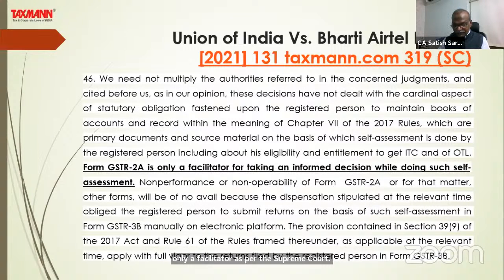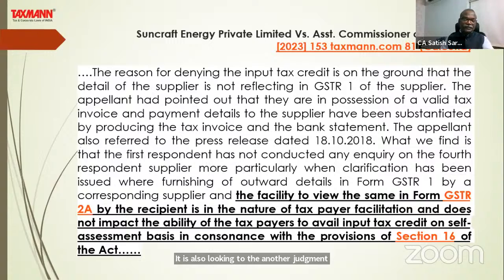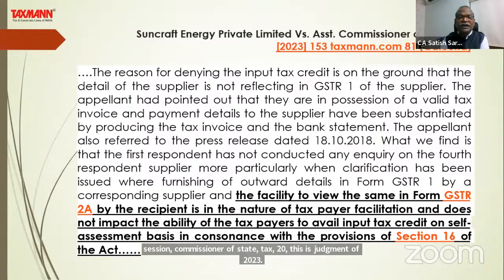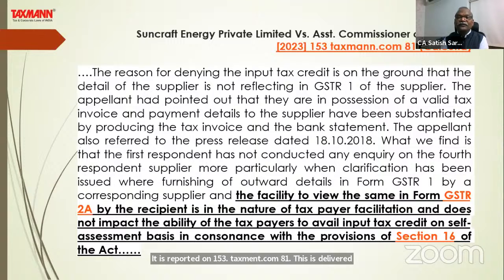Let us also look into another judgment. Suncraft Energy Private Limited versus Assistant Commissioner of State Tax, a judgment of 2023, reported at 153 taxmann.com 81, delivered by the Calcutta High Court. The Calcutta High Court also held that the information submitted by the supplier in GSTR 1 will be auto-populated to the recipient in GSTR 2A, and there is no specific provision in the Act to say that it is legally valid. The Calcutta High Court also held that the facility to view the same in GSTR 2A by the recipient is in the nature of taxpayer facilitation and does not impact the ability of the taxpayer to avail the input tax credit on a self-assessment basis in consonance with the provisions of Section 16 of the Act.